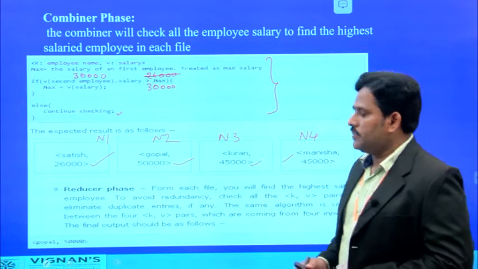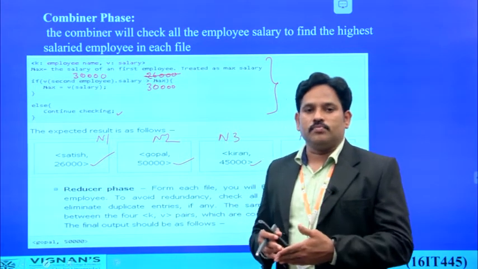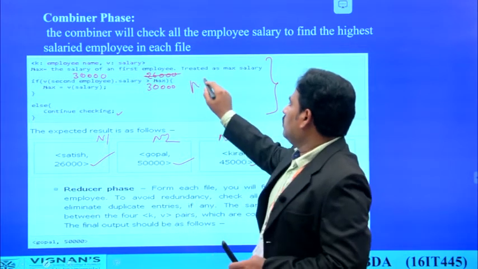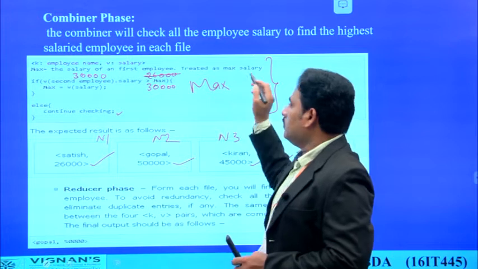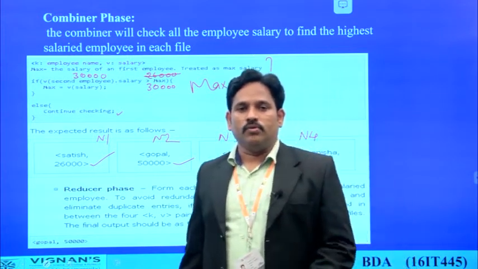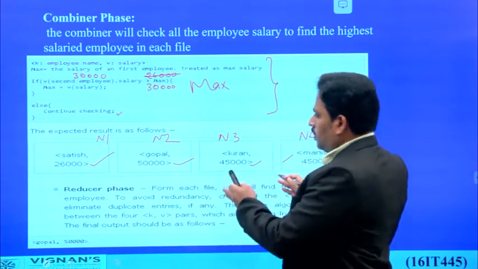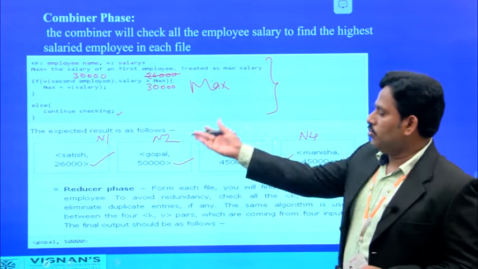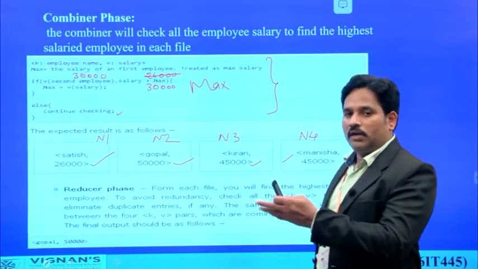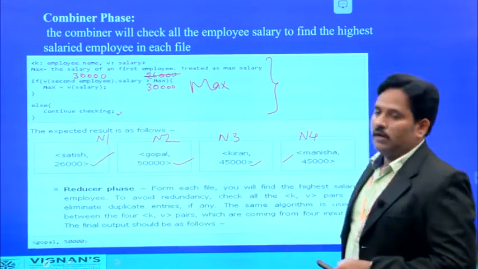Now, this is the combiner phase. What has the combiner phase done? It started combining the values based on our requirement. Here our requirement is to find the maximum salaried employee, the person who is drawing the maximum salary. From 4 nodes, we got 4 employees whose salary is highest compared with the other employees in that node. We are not comparing across nodes, we are comparing within the node. This is called the combiner phase.